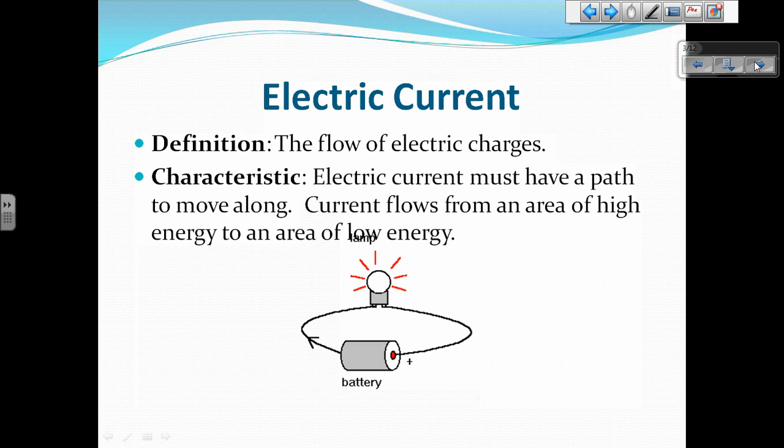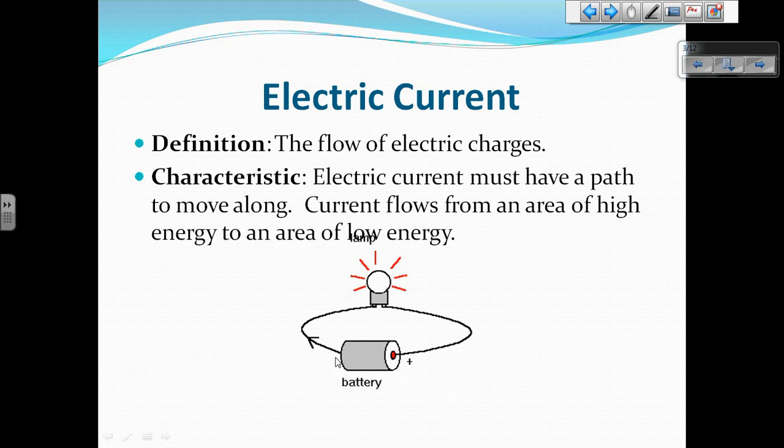Current. What is electric current? Well, whenever you have the flow of electric charges along a path, that is what we would call current. Current is typically going to flow from an area of high energy to an area of low energy. And if you're looking at this simple path that you have here, of course your battery is where your current is going to originate. And if you've ever looked at a battery, you probably have noticed that it has a negative and a positive end. These are what we call the terminals.